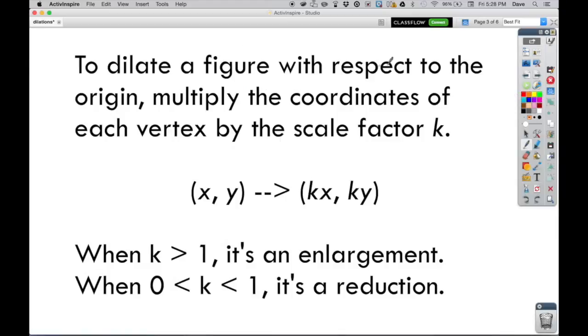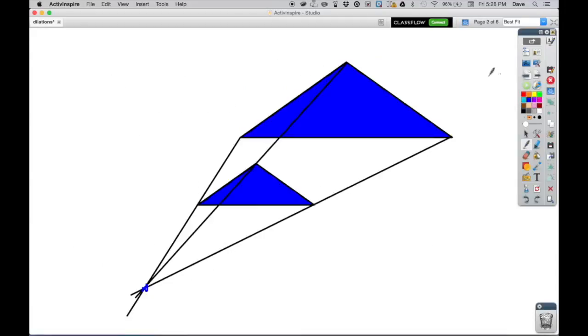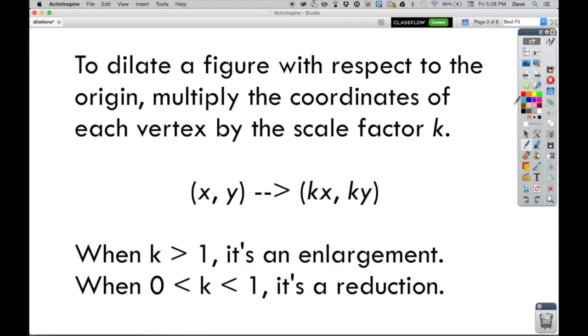So to dilate a figure with respect to the origin, meaning that the origin is always going to play the role of that flashlight I was talking about. So if this was an example we actually did, this would be the origin, 0, 0. What you do is you multiply the coordinates of each vertex by the scale factor of k. In other words, what we're going to do in the next couple examples is we're going to take a shape that's already on graph paper. So each of the vertices is on some coordinate. To get the dilated version of that, you just take each of your coordinates and multiply it by some scale factor k. So if it was 3 times as big, k would be 3. If it was half as big, k would be 1/2.